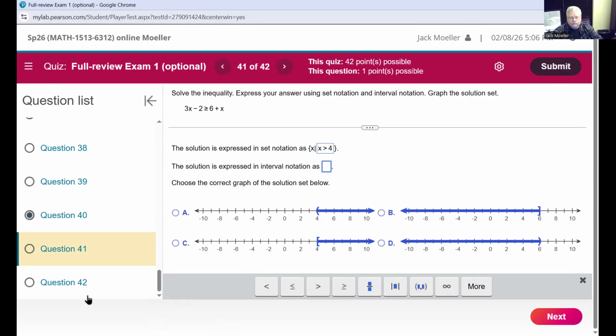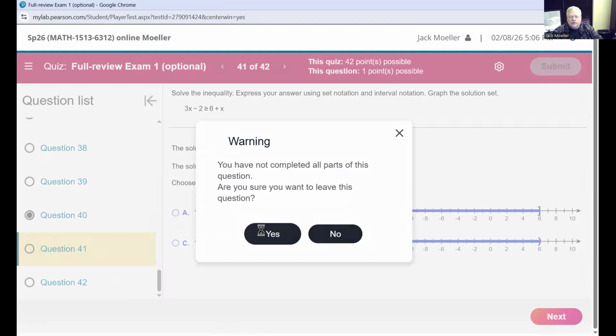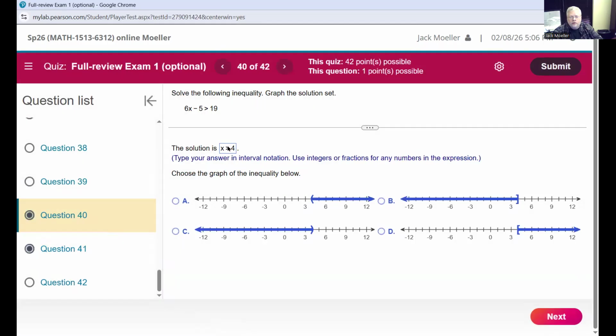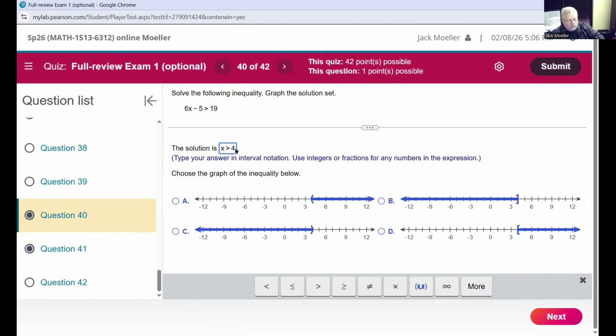There you go. All right, so these are the same questions. It's just that here they wanted parentheses for infinity instead of the inequality.